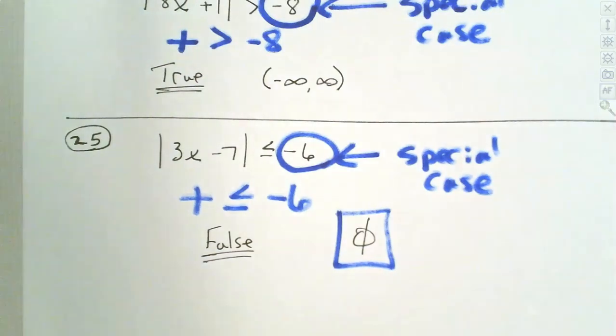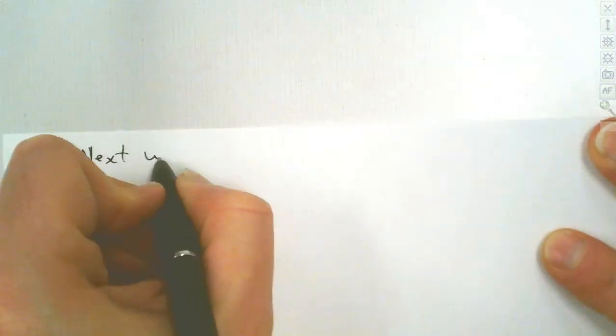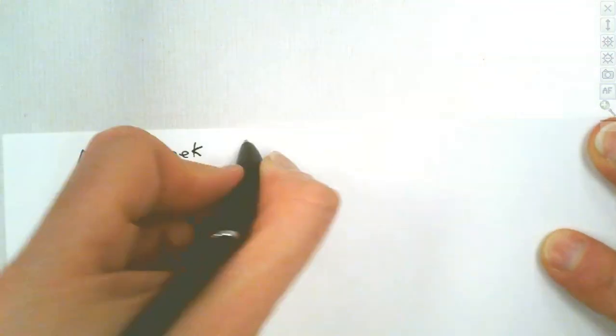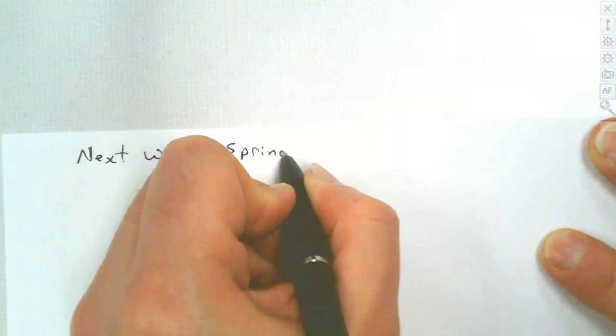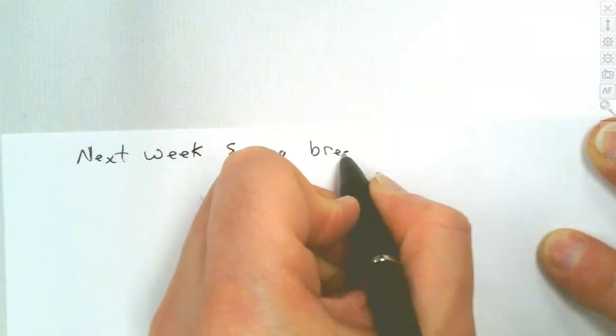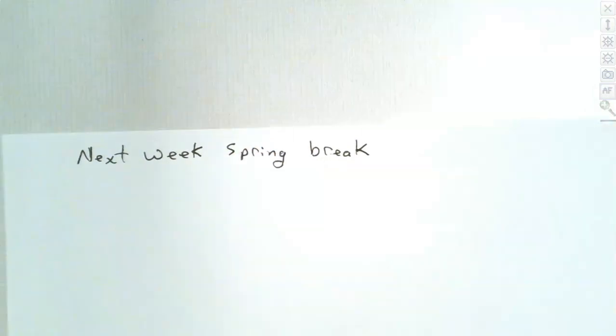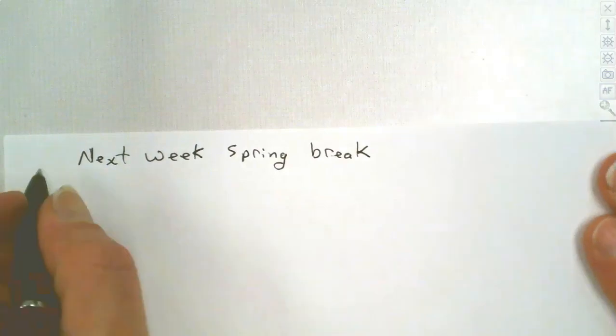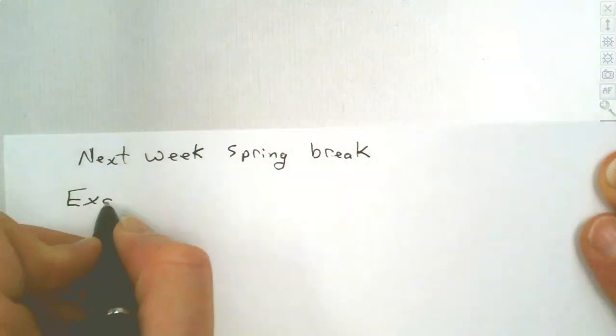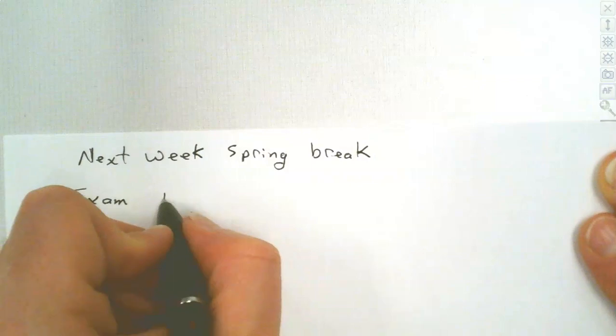All right. Now, what's our homework for next week? Well, we're not going to have class next week because that's spring break. When we come back, though, what do we have? Remember, next week is spring break. So we've got our next exam on March, I believe it's 22nd. So your next exam is going to be March 22nd.